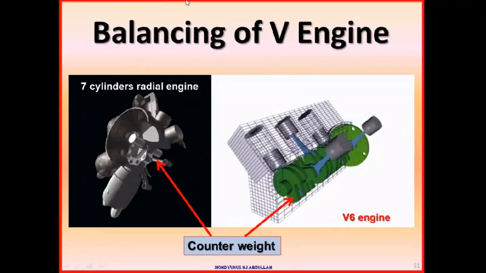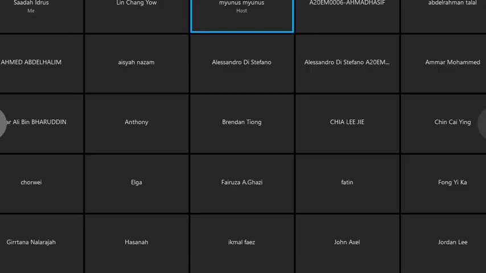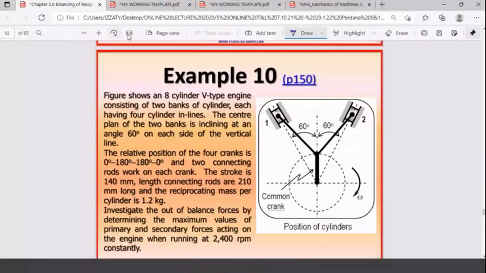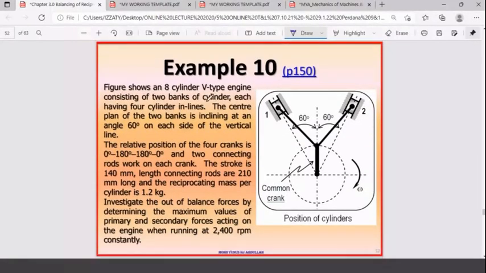Okay. So now I'm going to stop sharing this one. I'm going to go back to the slide earlier. Any question before we move to this one? Because for the V engine, it's not only for the V twin. Sometimes maybe you have V8, V12, for example. Currently, most automobile or engine manufacturers are now focusing on V12, for example.